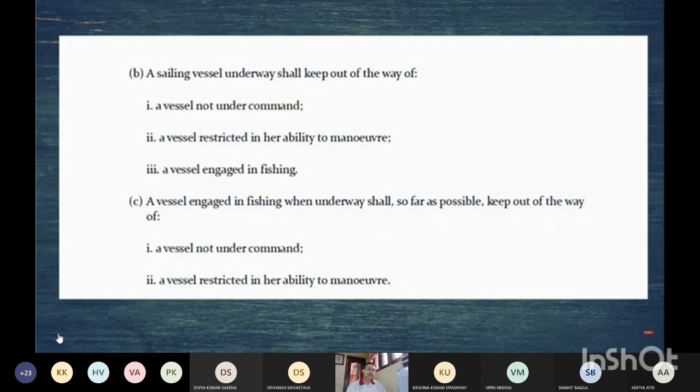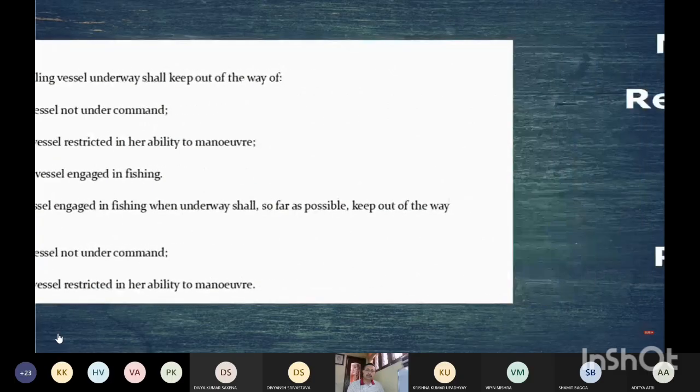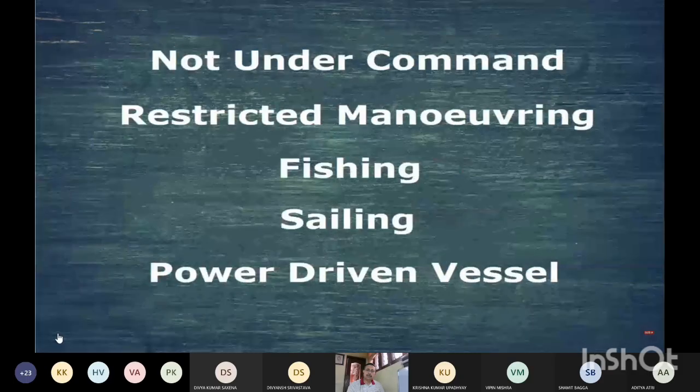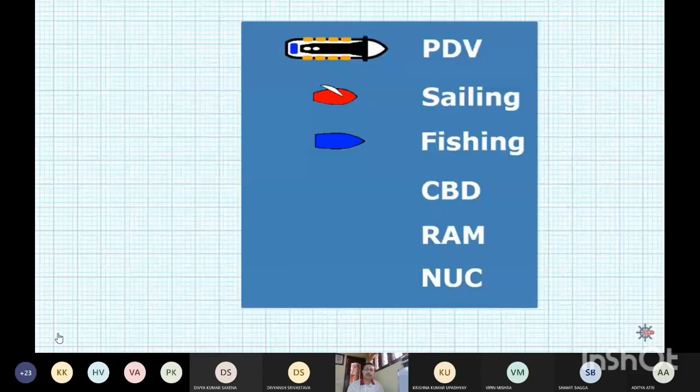Paragraphs B and C go on to clarify that, saying sailing vessels need to keep out of the way of not under command, restricted ability to maneuver, and a fishing vessel. And paragraph C says fishing vessels keep out of the way of not under command and restricted in their ability to maneuver. So, once we've got this hierarchy, what does that actually look like? So for these, we're going to use this key with the passenger vessel being power-driven, the sailing boat, the fishing boat.